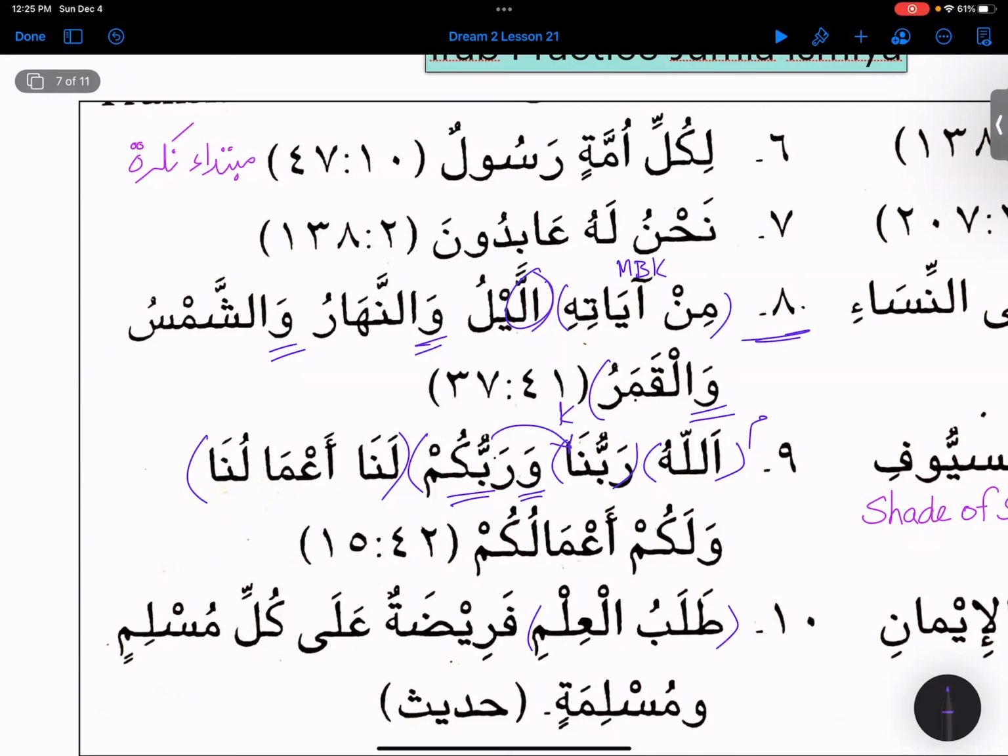Exactly. So, lana, how are we going to label lana? MBK. Harf jar, lam is a harf jar, isn't it? Yes, MBK. This is a harf jar and na is an attached pronoun. So this is MBK.